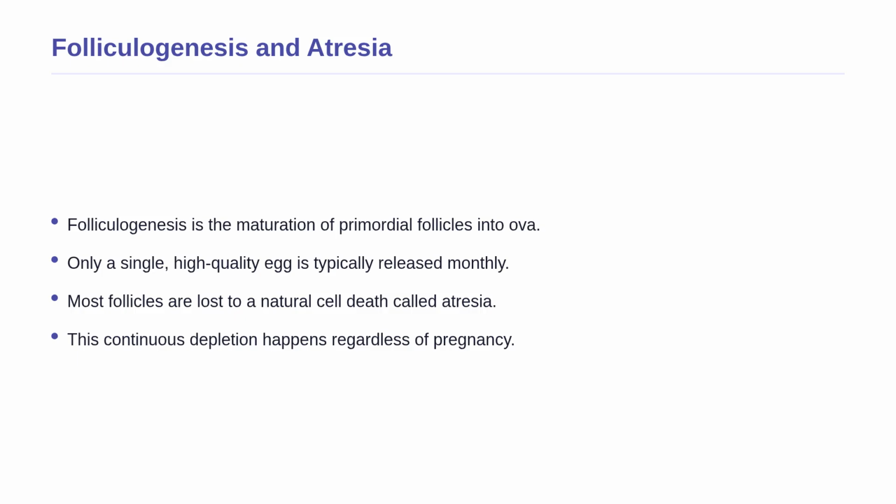What happens to the rest? They are lost through a natural programmed cell death process known as atresia. This continuous depletion through both ovulation and atresia is a relentless biological reality, occurring constantly throughout a woman's reproductive years.